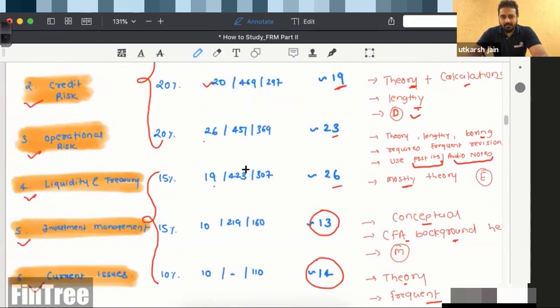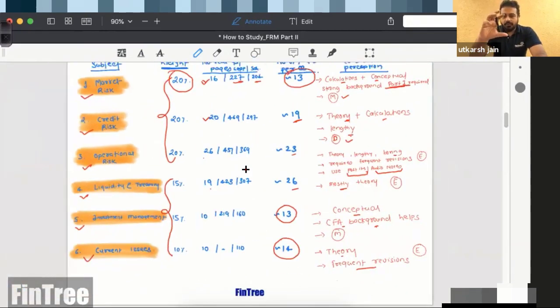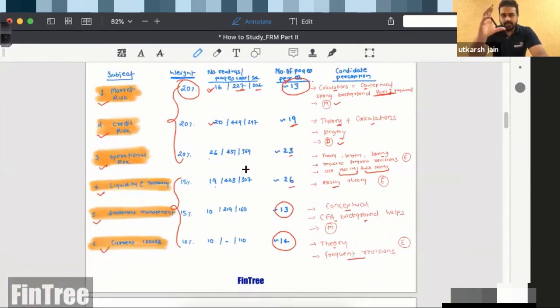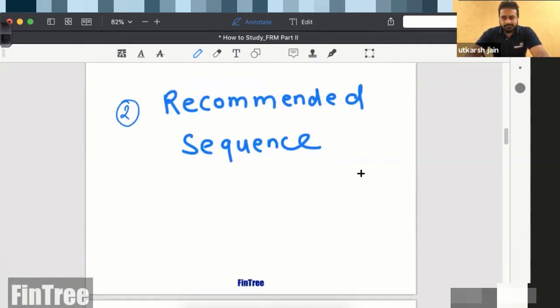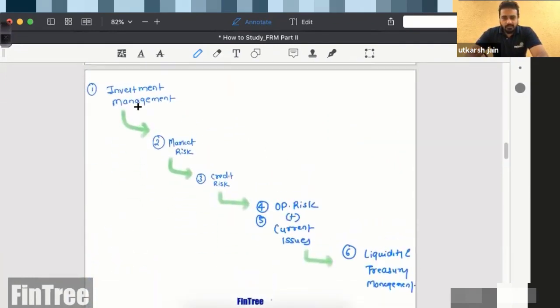Okay, so this is roughly an overview of your entire syllabus in terms of what subjects you have, what weight is necessary, and on an average, how the learning experience is going to be. Okay. Now, what would be a good recommended sequence? So, this is a sequence that I've designed for you.